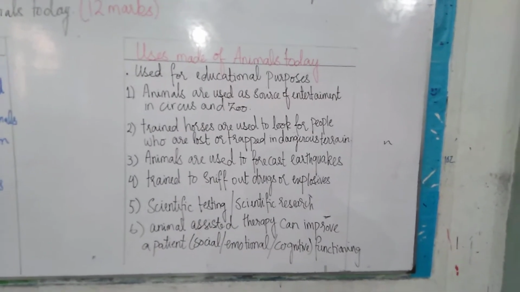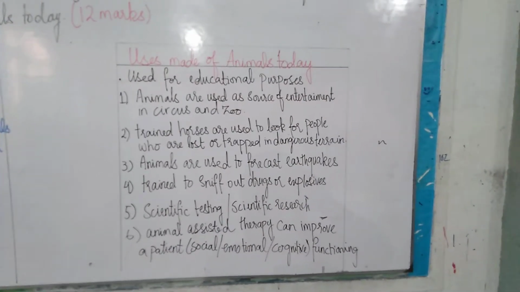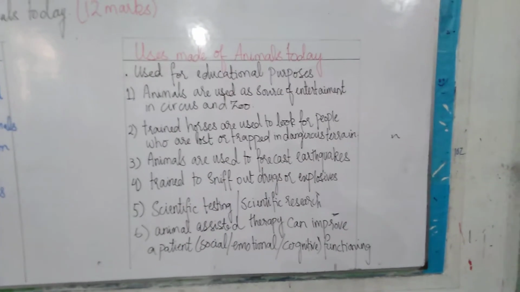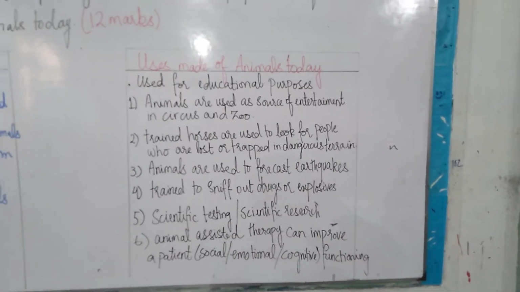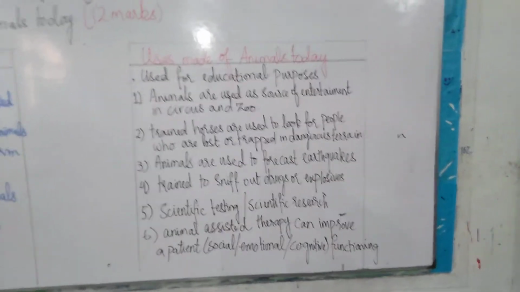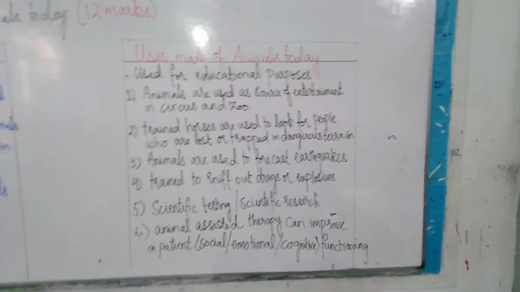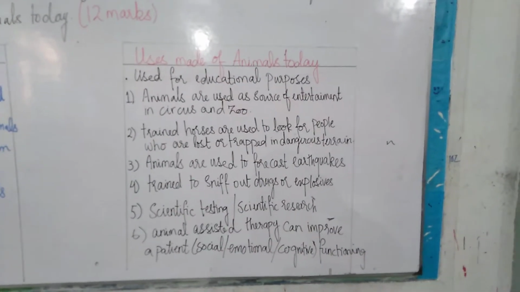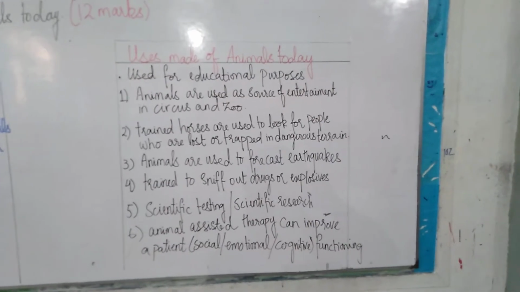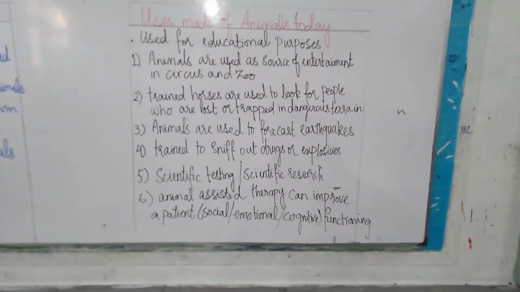Now we are going to talk about the first point. Animals are used as a source of entertainment in circus and zoo. So this is the first use of animals today, although some of the people have criticized that it's quite cruel, but still this is how it is used in the present time, clear. So as a source of entertainment, people enjoy watching the elephants or lions and other animals dancing and performing different tricks in front of them, clear, bache?